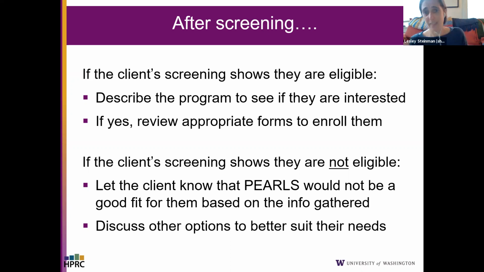If they show that they're not eligible, though, you really want to make sure you have a plan in place. So you let them know that PEARLS would not be a good fit for them based on the information you gathered. And ideally, you have a plan B. That can be very hard in some areas because there's very few services that go out into the home that don't cost money, that see older adults. So even if it's a remote option, a phone option, just having some other place to connect the person to can really help, because it's difficult to say no, but you don't want to just offer PEARLS to anybody, not knowing if it's actually going to help them with what they need right now.